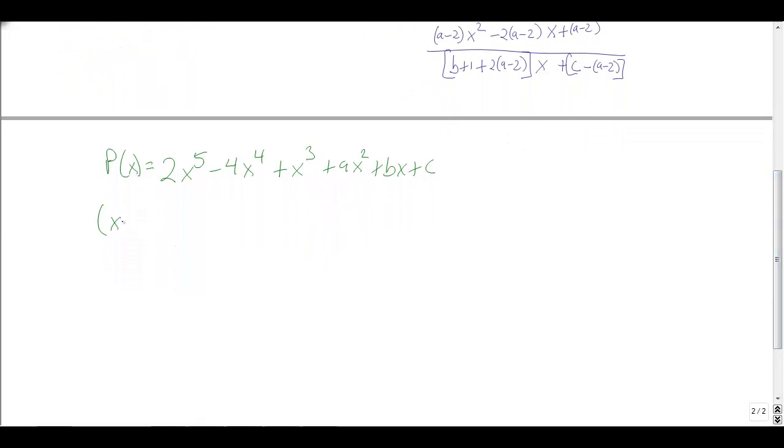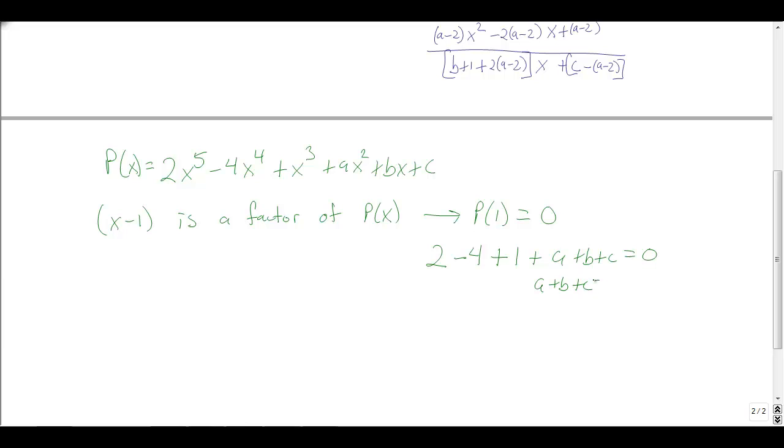So if x minus 1 is a factor of p of x, no calculus yet, what that means really is that p of 1 equals 0. So I plug in 1 for x, I get 2 times 1 to the fifth is 1, minus 4, plus 1, plus a, I mean basically the x's go away, plus b plus c equals 0. Let's see, this is 3 minus 4, negative 1. Can move to the other side as 1. I get a plus b plus c equals 1. So that's one equation. That's just because x minus 1 is a factor of p of x, because x minus 1 squared is.